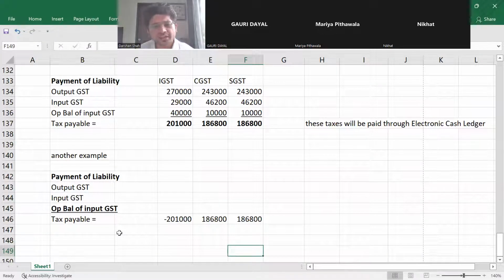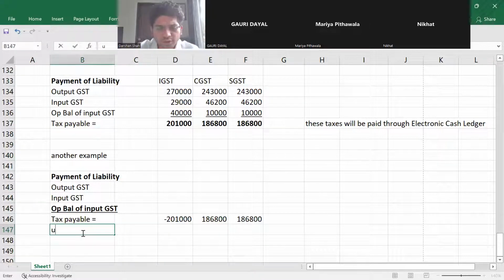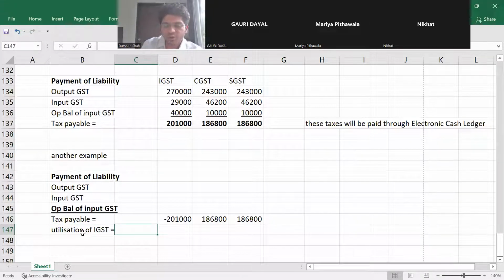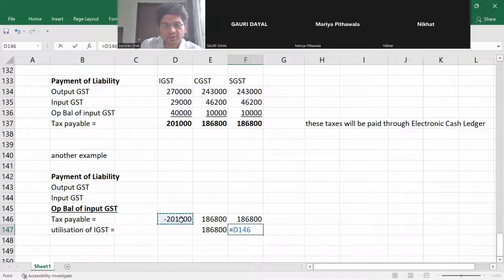It is up to you how to pay off IGST, how to utilize IGST. Utilization of IGST can be done in any which way possible, right? But as I said previously, in reality, you want to pay off the liability of central government first. So I'll pay off central government liability first, 1,86,000, and then I'll pay 2,01,000 minus 1,86,800.